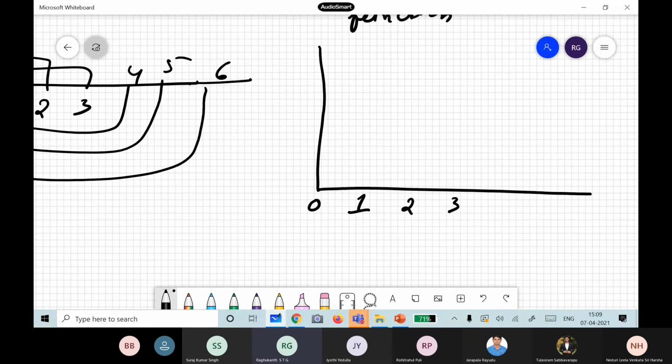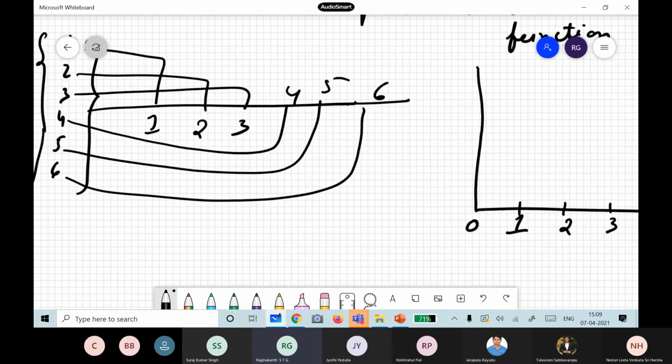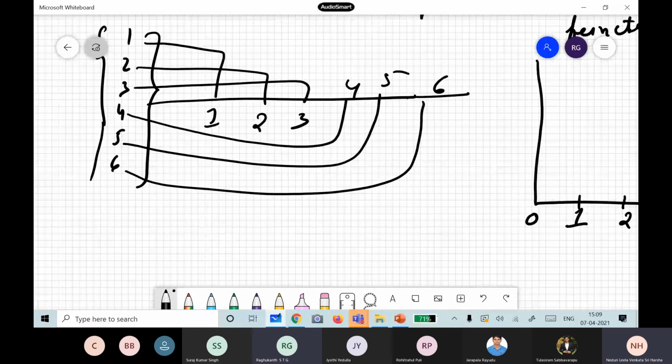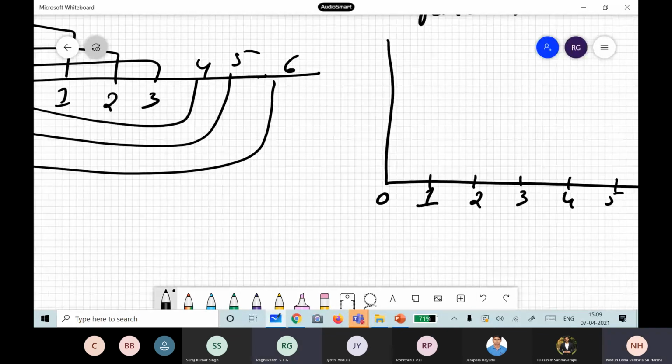1, 2, 3, 4, 5, 6. These are the numbers. And I have transformed 1 to 1, 2 to 2, 3 to 3, 4 to 4, 5 to 5, besides 6. Now what is the probability of x less than or equal to 0? X less than or equal to 0 is a null set. Probability is 0 only. Okay.